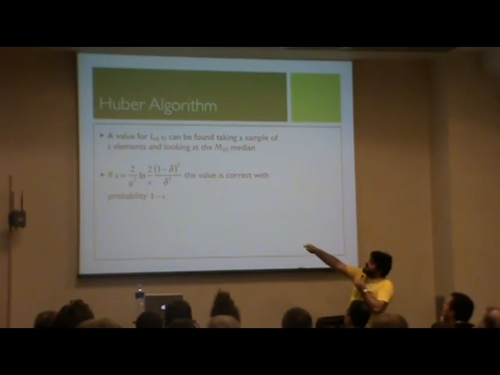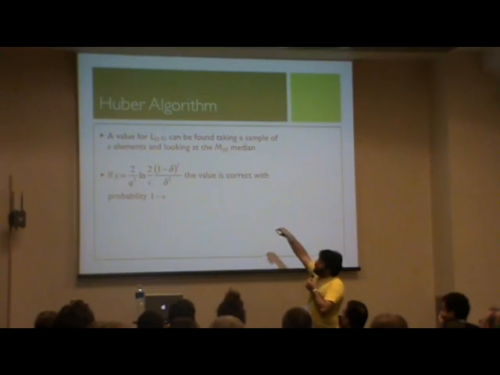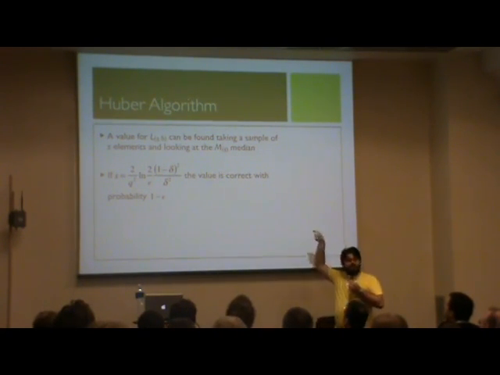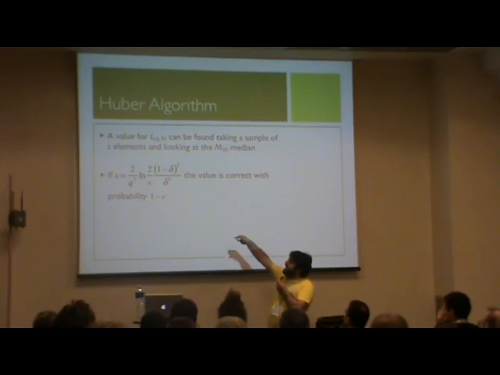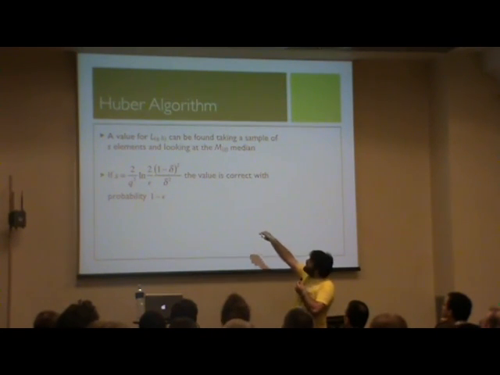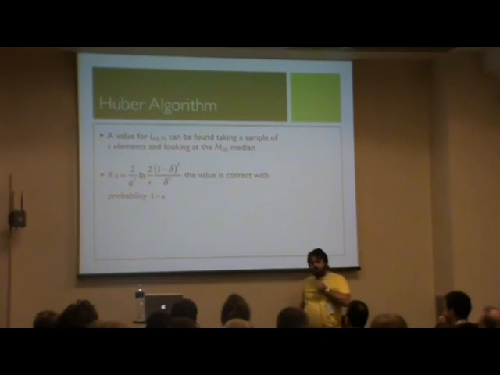So he says that a value for LQ delta of B distribution can be found taking a sample of S elements and looking at the MQ median of the sample. And then we know how big the sample has to be. If it's at least that size, then the value is correct with probability 1 minus S. So we can choose how precise we want to be.